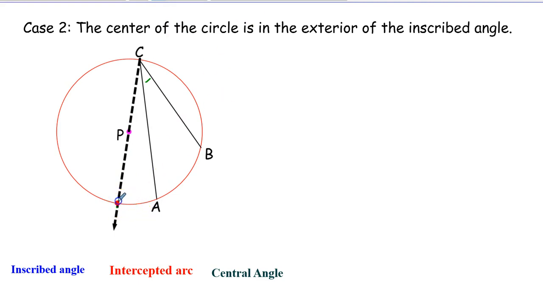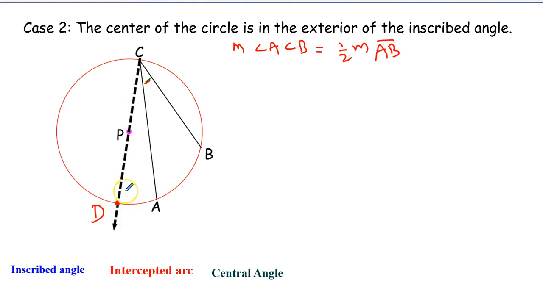This point where it is touching the circle, I'll call it D. And our requirement is the same thing. We have to show that the measure of angle ACB must be equal to half of the measure of the arc AB, with reference to that inscribed angle. So half of the measure of the arc AB. Okay, and already we have this construction.